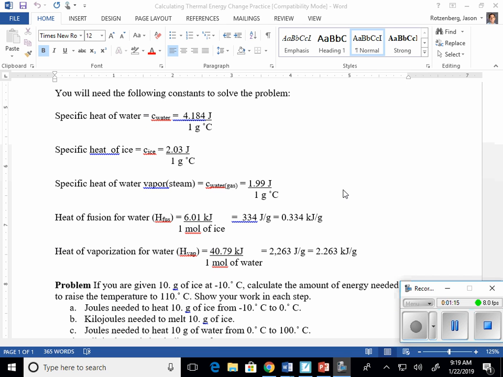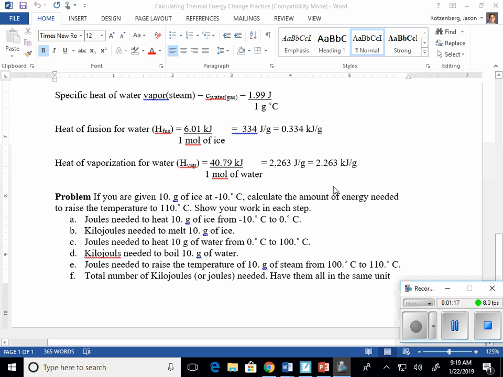What we're going to do with the last 20 minutes of class is go over this practice problem right here. At the very bottom of the page, it says, if you were given 10 grams of ice at negative 10 degrees Celsius, calculate the amount of energy needed to raise the temperature to 110 degrees Celsius. So in other words, we're taking solid ice and we're going to heat it up. It's going to melt into a liquid and we're going to heat it up some more until it evaporates off into a gas. So steam, water vapor.